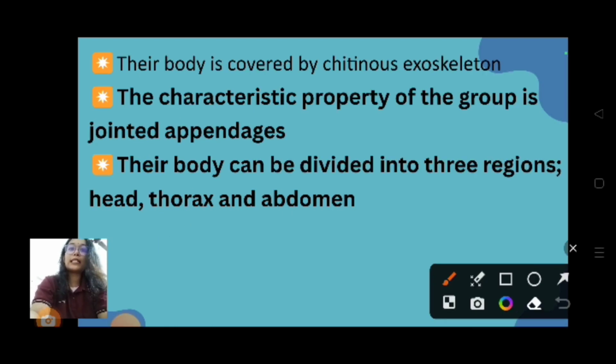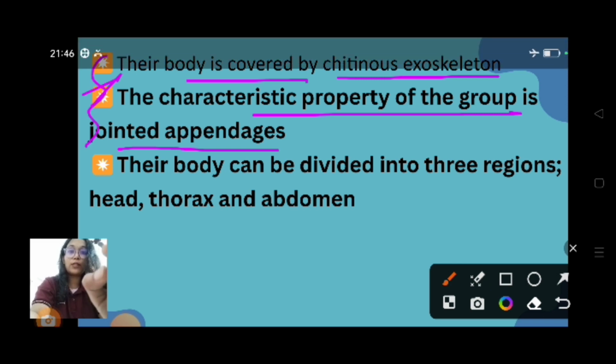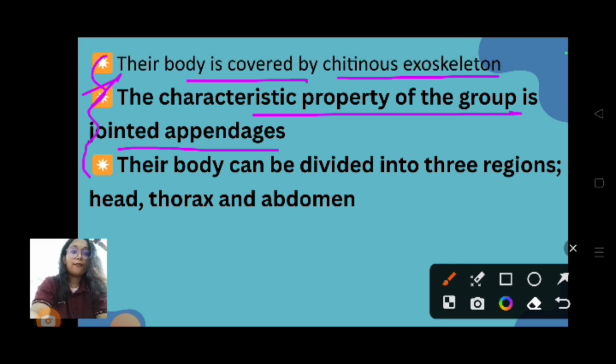The first point, it is saying that the body is covered by chitinous exoskeleton, means they have an outer skeleton which is known as exoskeleton, which is made up of chitin. Therefore, it is called chitinous exoskeleton. Okay. Then the next point is saying that the characteristic property of the group is they have jointed appendages. Now, these are the unique properties of this phylum.